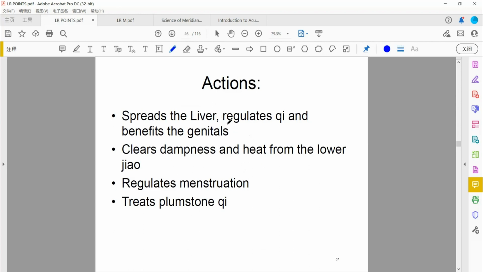Spreads liver qi, regulates qi, and benefits the genitals. Clears dampness and damp heat from the lower jiao. The damp heat easily goes downward to the lower jiao to affect the genital region and the lower legs. Regulates menstruation, plum stone qi. Plum stone qi, right? It's this one.